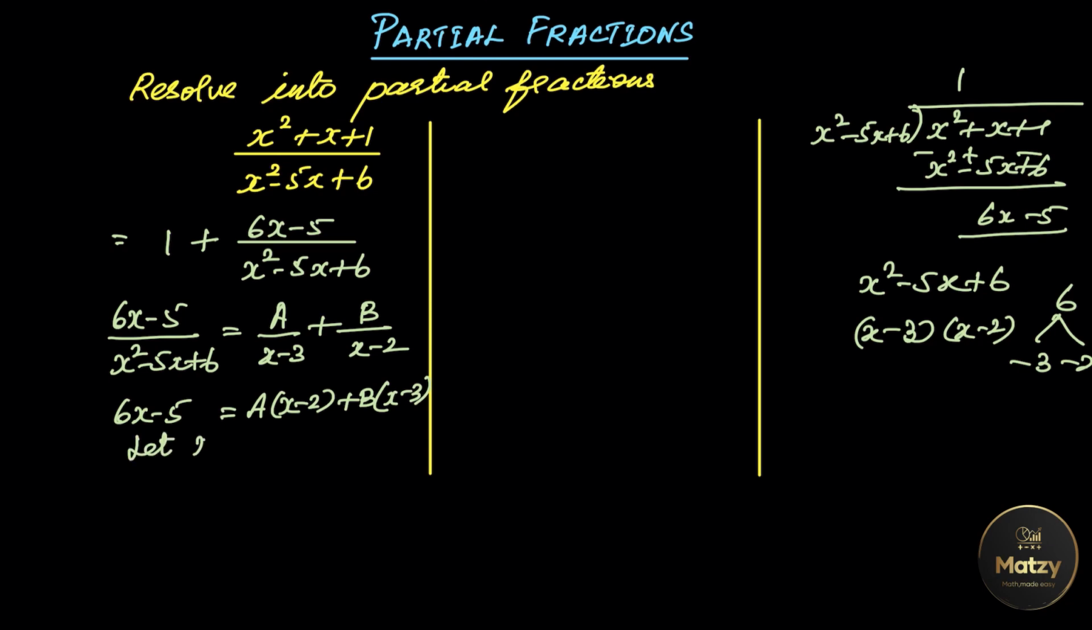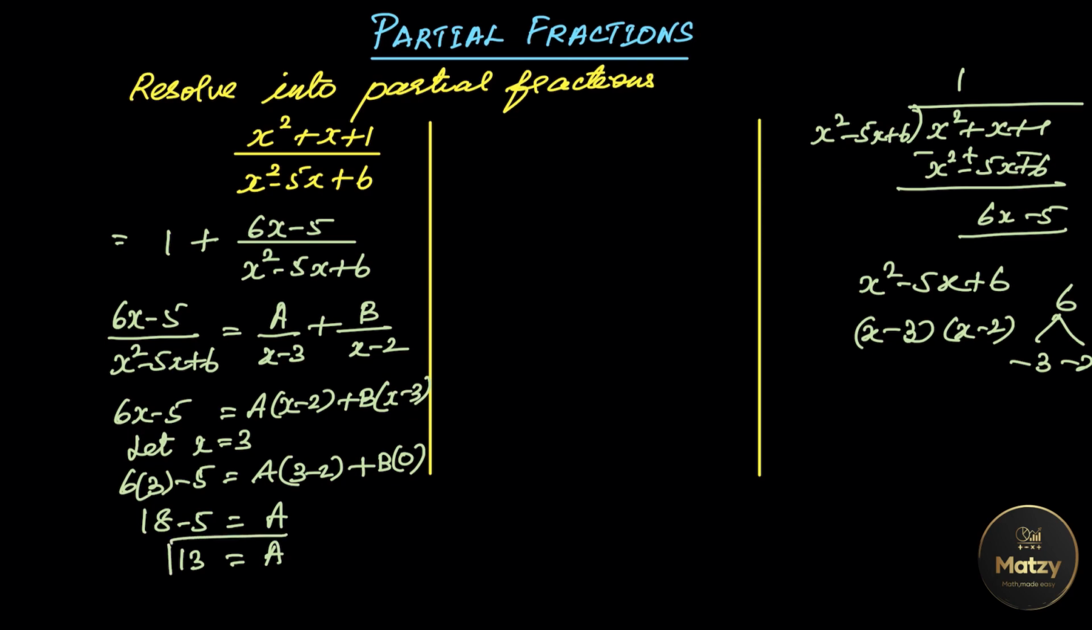Now let x = 3. If I take x as 3, 6 times 3 is 18, minus 5, equals A(3 - 2). Why have I taken x as 3? Here (x - 3) is there. If you substitute x as 3, then B will be 0 and we will get the A value. So 18 - 5 = A, so A value is 13. Now I got the A value.